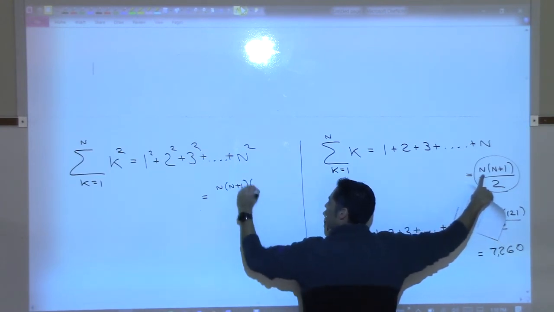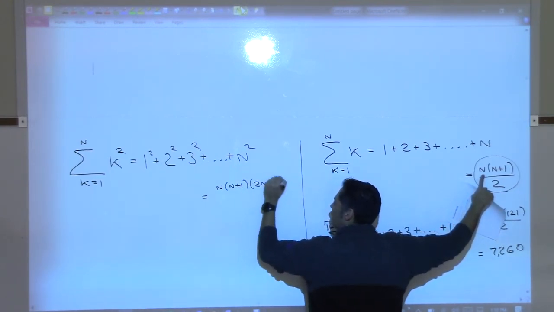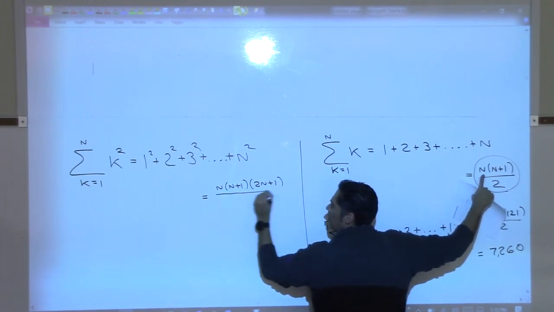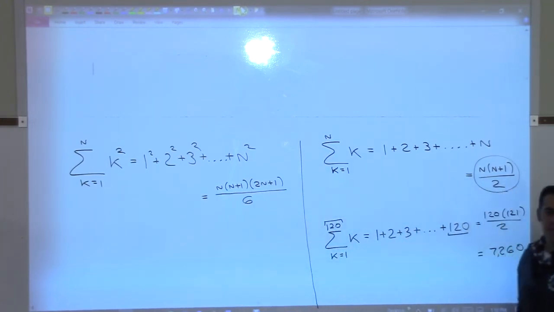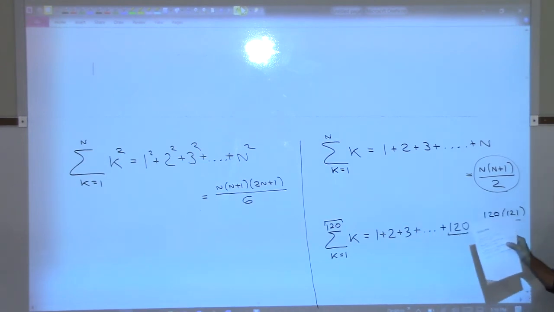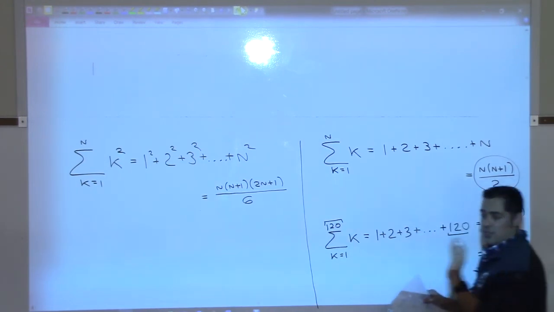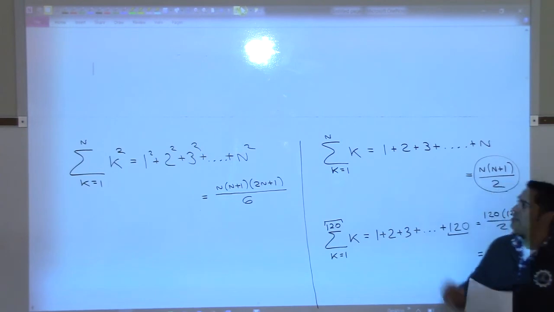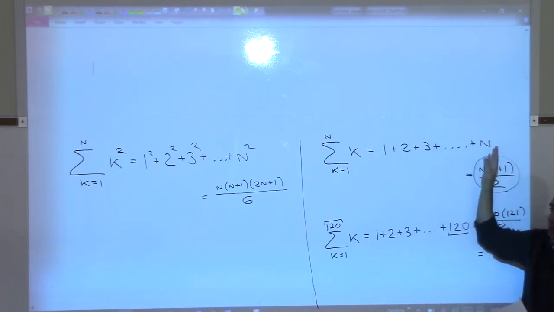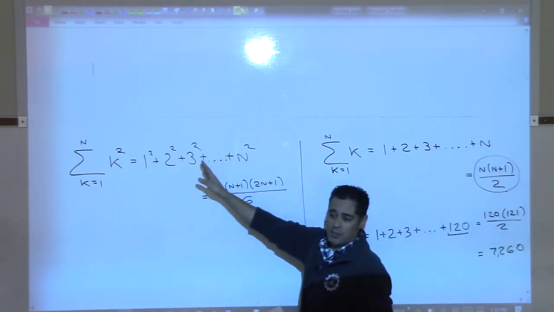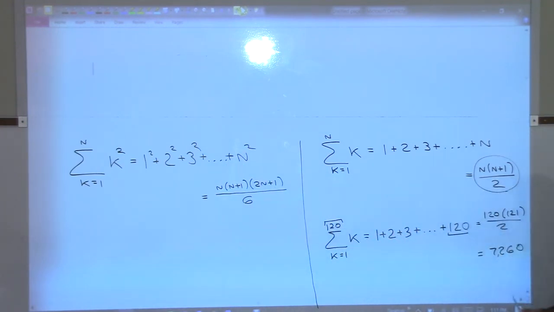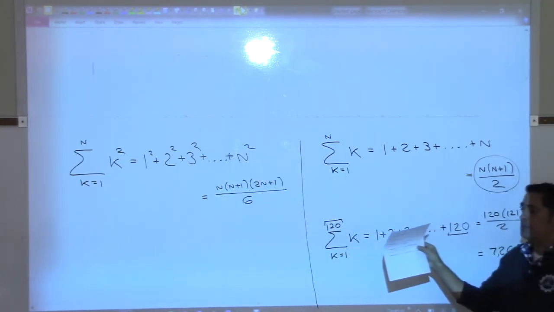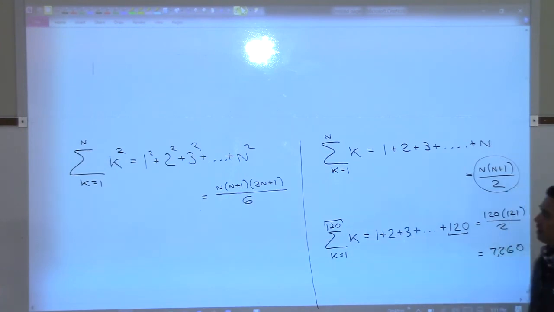One more thing here. 2n plus 1, that's different, yes? And then divide the whole thing by what? 6. Okay, that's very different then. But that's the formula we have if you want to add up the sum of the squares of the integers. So this is just the sum of the integers, and this is the sum of the squares of the first n integers. And then I have a third one here for the sum of the cubes. I'm not going to write that one down.